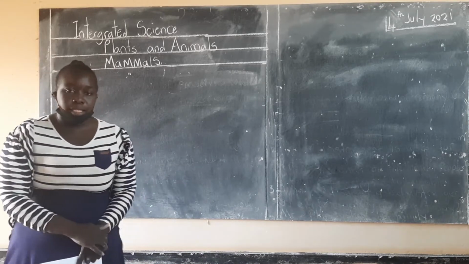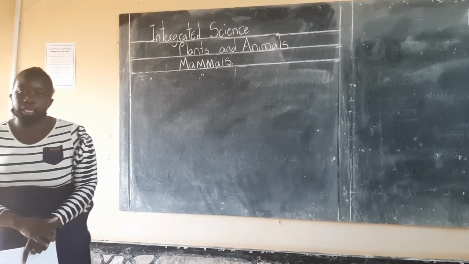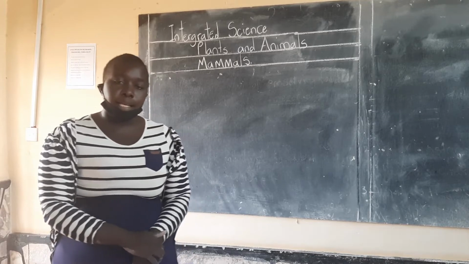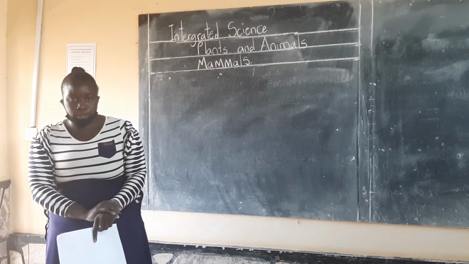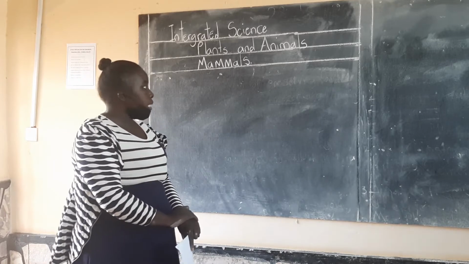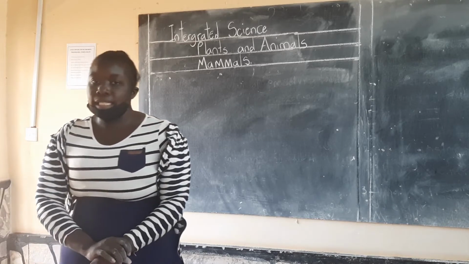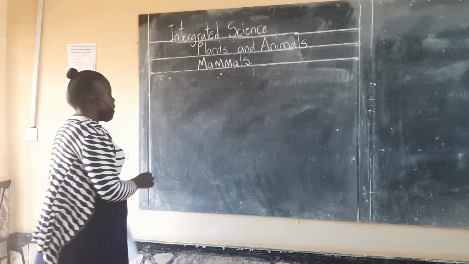So today, like I said, we are going to be looking at mammals, and mammals are under the type of vertebrate animals. So one might ask, what are mammals? We are saying mammals are warm-blooded animals.